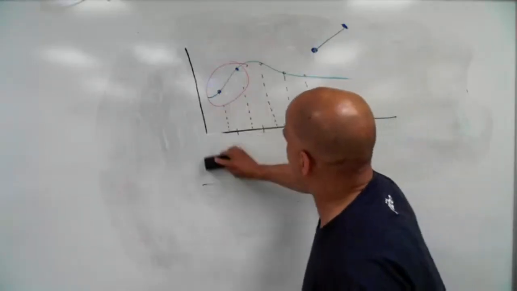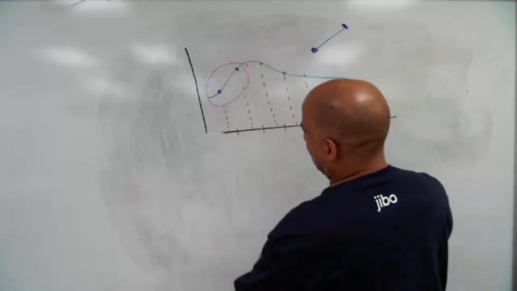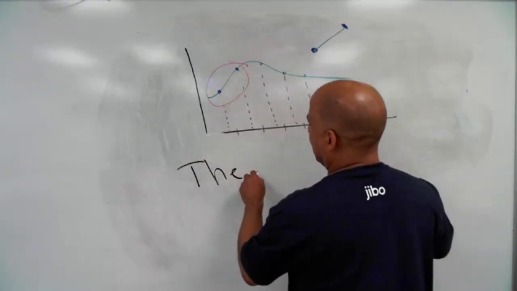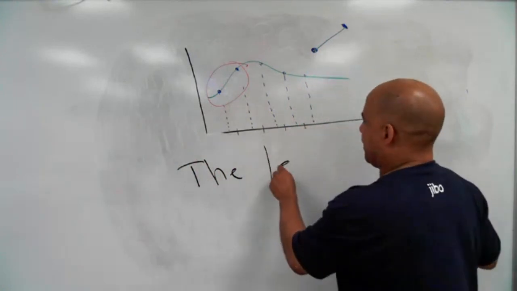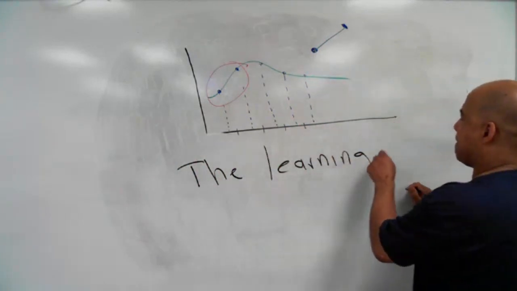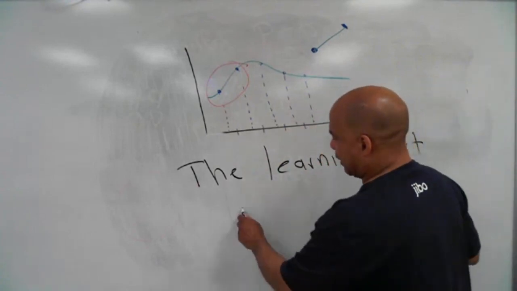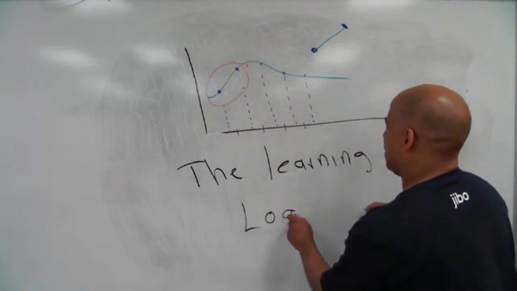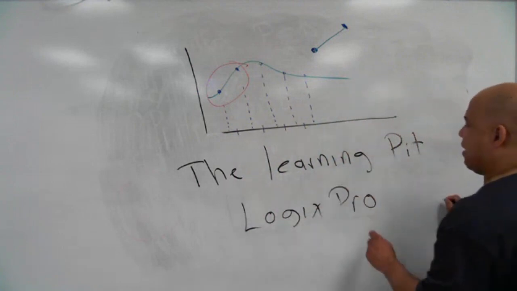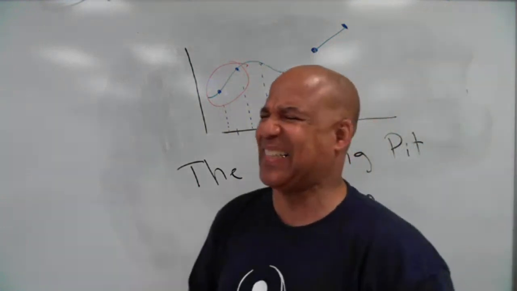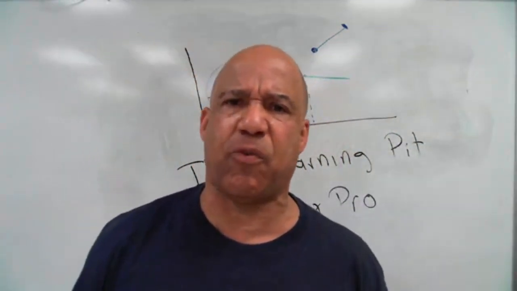When I looked it up to purchase it, I saw a bunch of websites, but they're all kind of shady. So would you have a recommendation? No, go to the Learning Pit. The Learning Pit. And it's called Logix Pro. Logix Pro. And I think it's around $30 or $40.